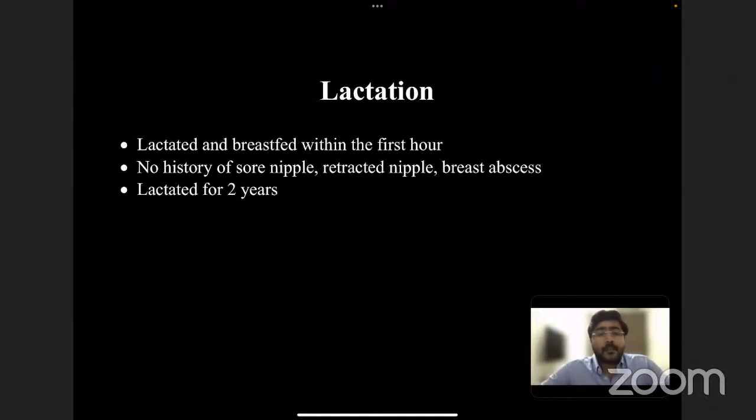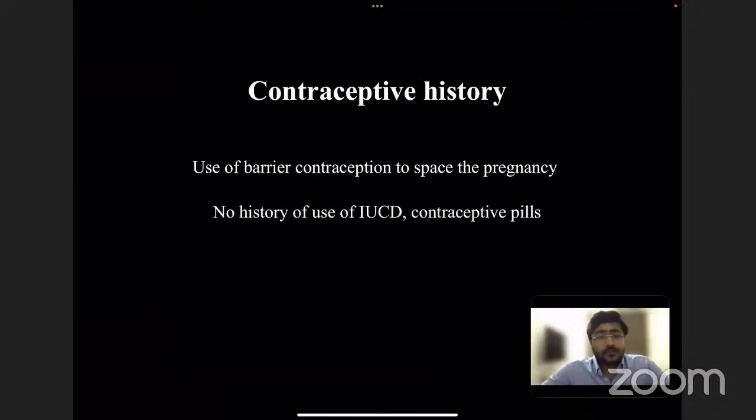Her lactation history: she lactated and breastfed within the first hour. There was no history of sore nipple, retracted nipple, or breast abscess, and she continued to lactate for 2 years. Contraceptive history: there was no use of barrier contraceptive to space the pregnancy, and there was no history of use of IUCD or OCP pills.